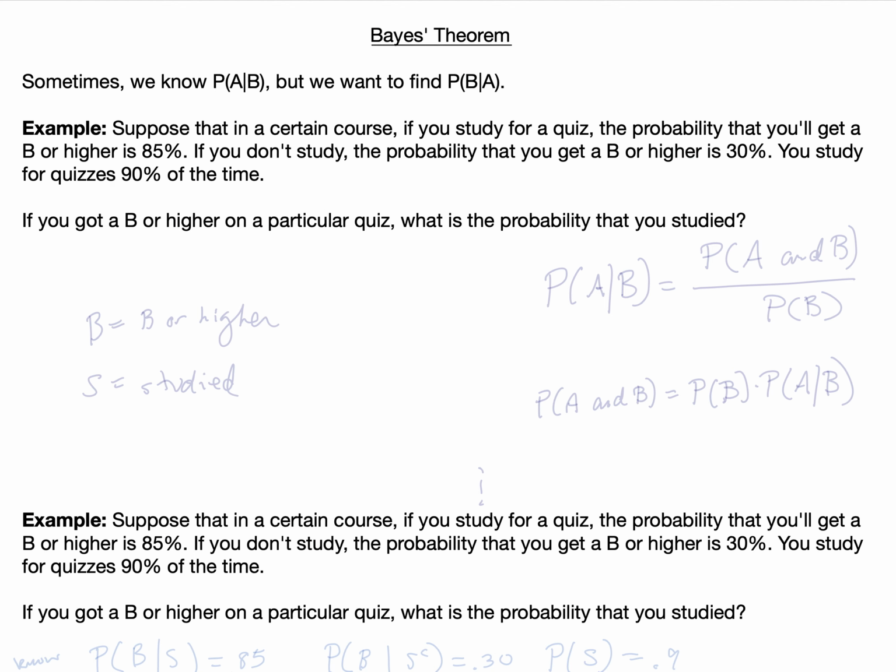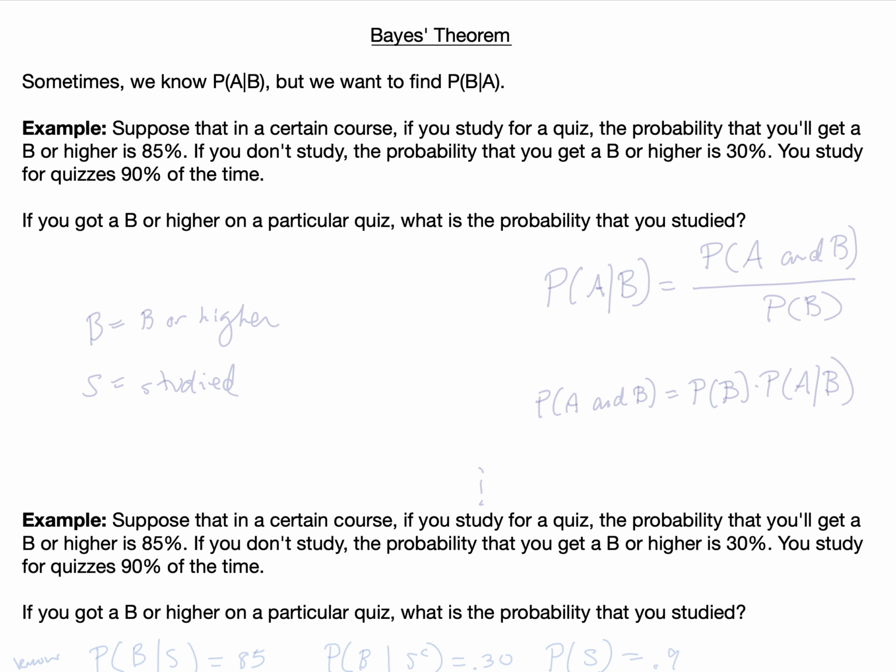This video is on Bayes' theorem, which follows from conditional probability. Sometimes we know the conditional probability of A given that B has occurred, but we want to find the reverse. We want to find the probability that B occurs given that A has occurred. Let's look at an example.